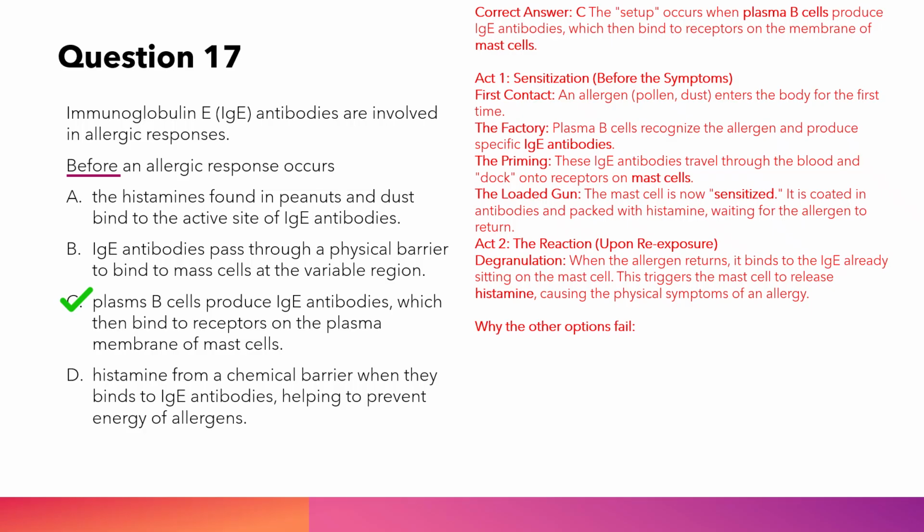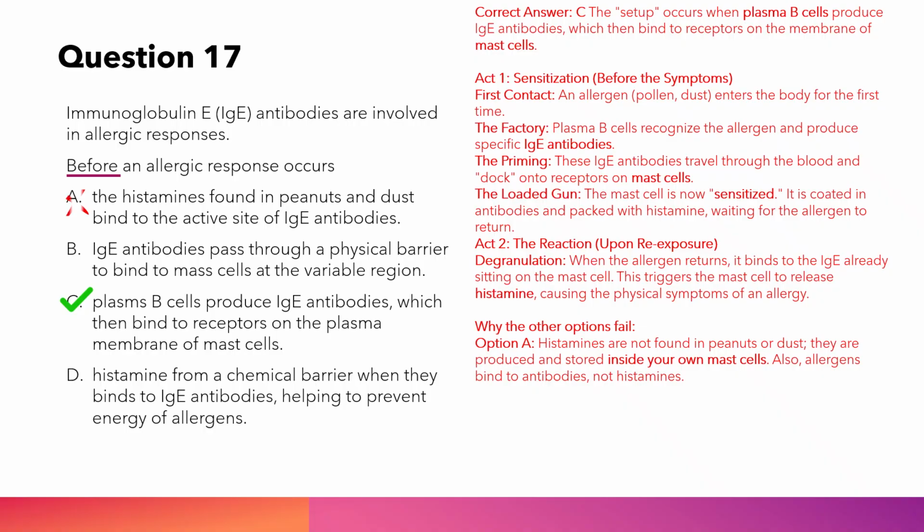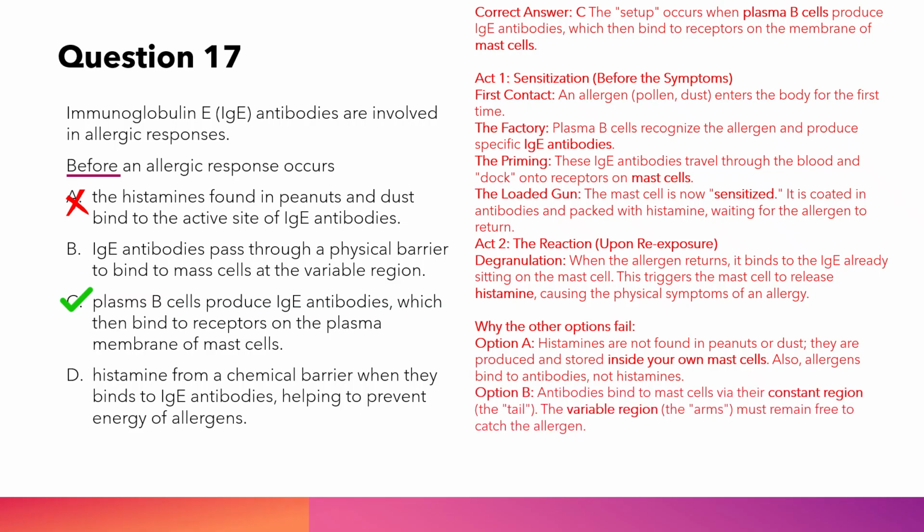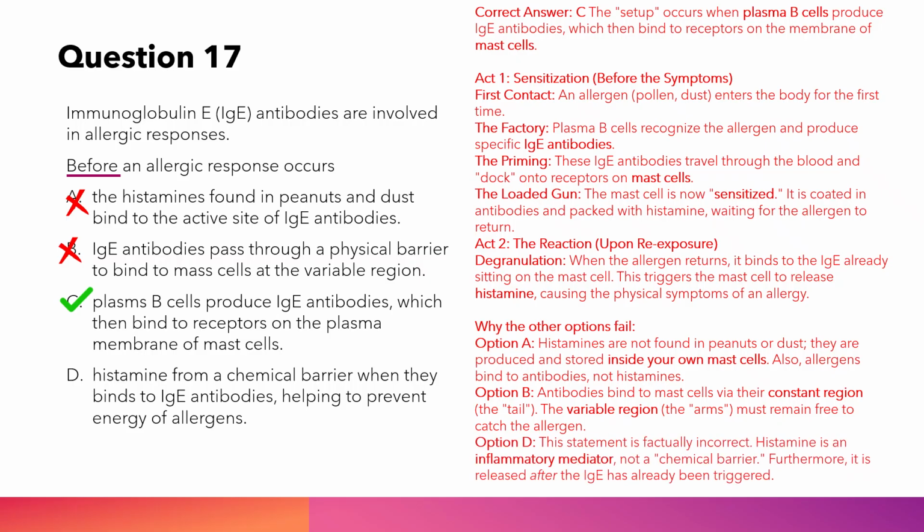Why the other options fail? Option A. Histamines are not found in peanuts or dust. They are produced and stored inside your own mast cells. Also, allergens bind to antibodies, not histamines. Option B. Antibodies bind to mast cells via their constant region, the tail. The variable region, the arms, must remain free to catch the allergen. Option D. This statement is factually incorrect. Histamine is an inflammatory mediator, not a chemical barrier. Furthermore, it is released after the Ig has already been triggered.